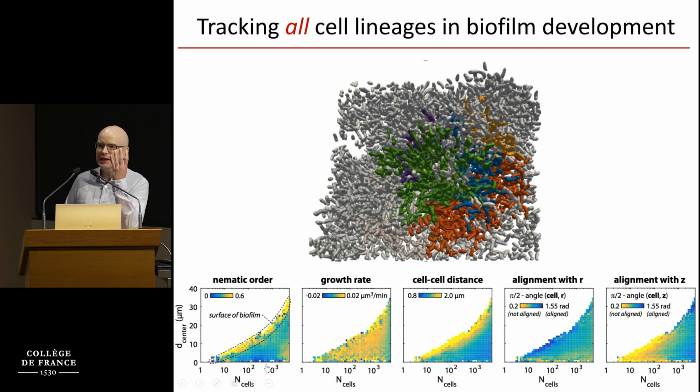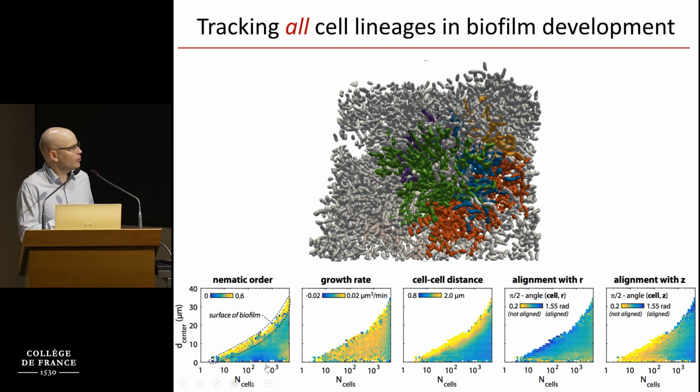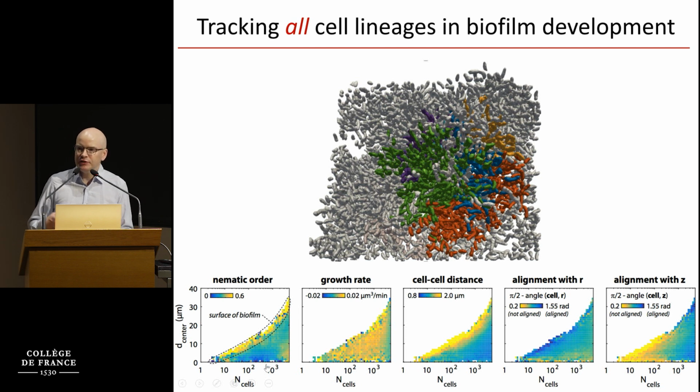So my fingers are very highly aligned right now. They would have a high score in this alignment score here, or the single cell growth rate, or the cell-cell distance, and various other architectural properties that we can measure. So we now have a tool to really look at biofilm development in space and in time, and in color we can measure various properties.